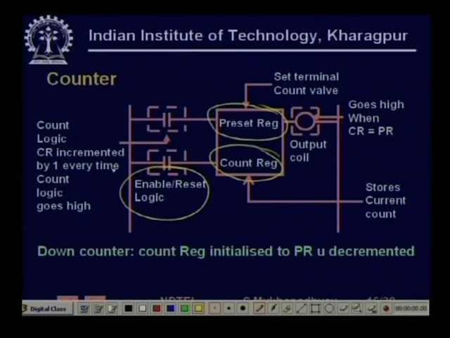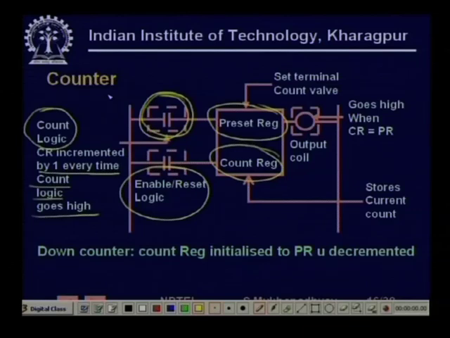Now, those external pulses in this case will actually augment the count register. So in place of the internal clock pulses which were coming at the timer, here we have external pulses which are triggered by the events that we want to count. Again you have enable and reset logic, same thing. In this case, we have what is known as a count logic rather than a timer run logic. So the count register is incremented by 1 every time the count logic goes high from 0.